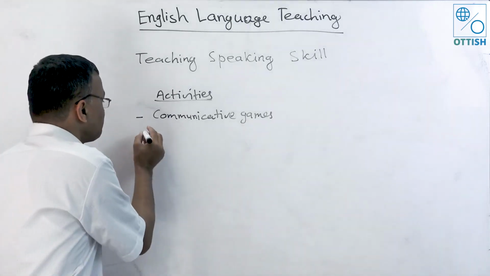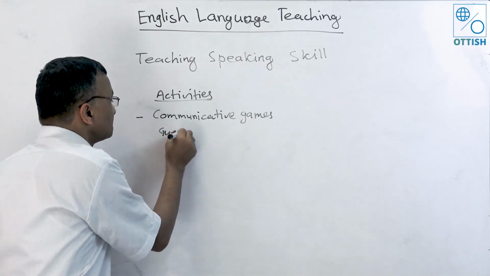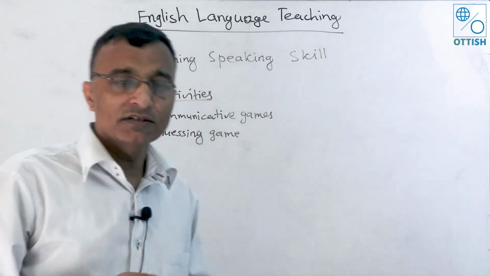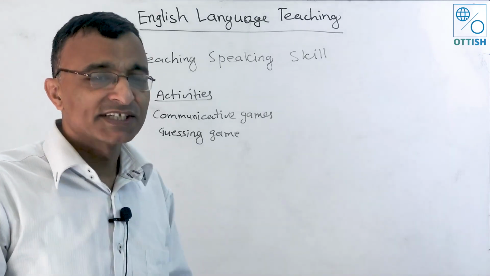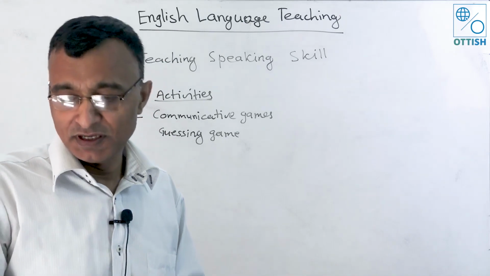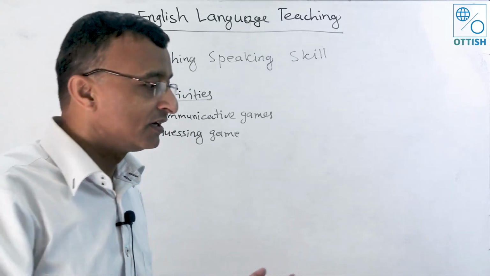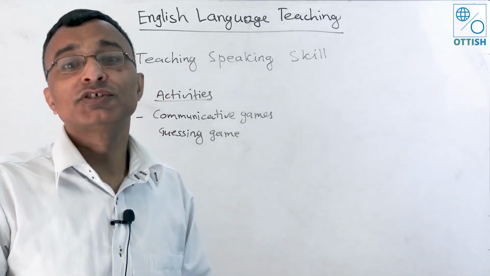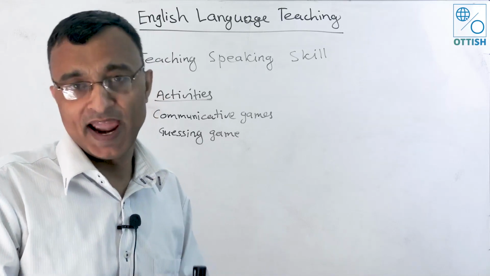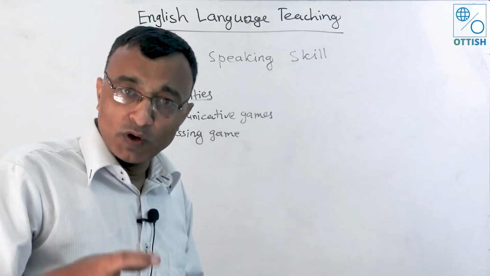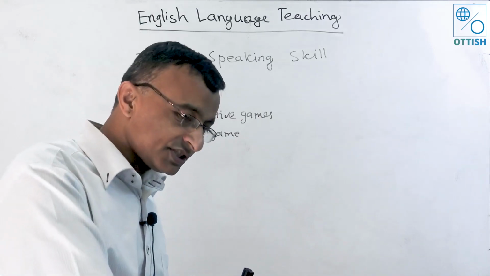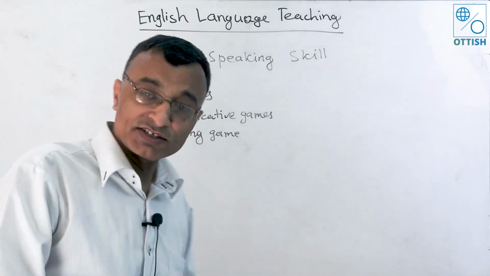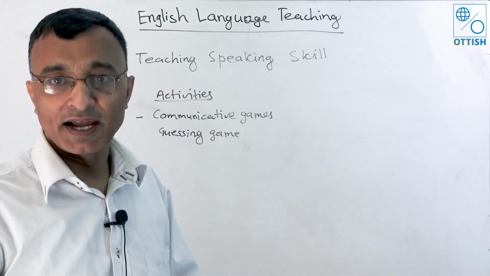For example, guessing game. One example of a guessing game: the teacher can put several things into a bag, maybe pen, pencil, duster, pin, coin, and so many things. The students don't know what things are in the bag. Once at a time, the teacher catches one hiddenly. The students don't see what the teacher is catching, and the teacher asks, what am I holding?